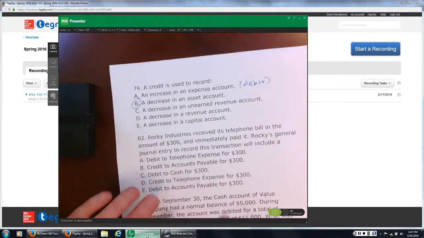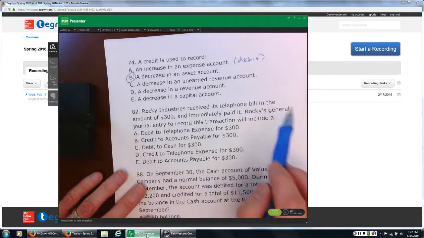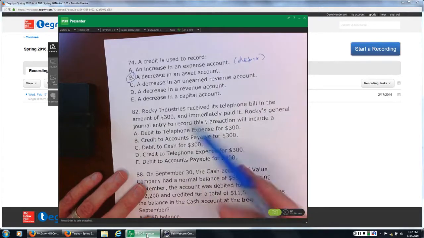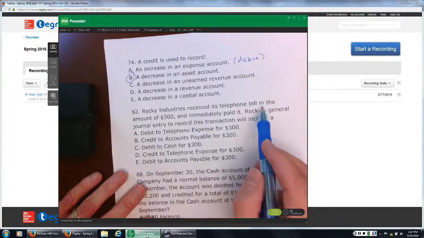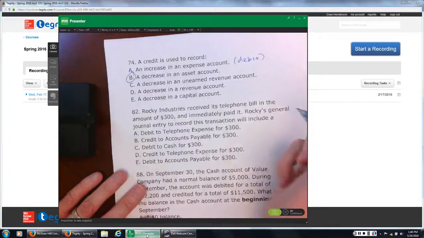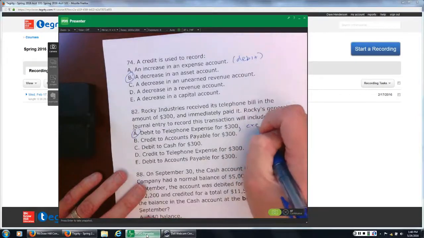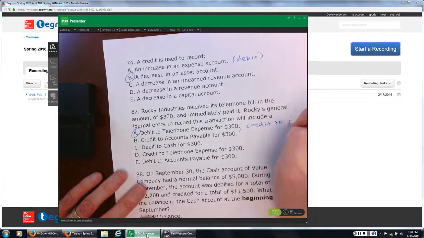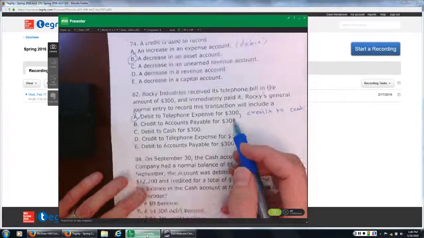Okay? Let's look at number 82 right here. Rocky Industries received its telephone bill in the amount of $300 and then immediately paid it. So what we would have is a debit to telephone bill expense and then a credit to cash. That would be the journal entry. Okay? So the right answer would be A. All right? So let's analyze why some of these other ones are incorrect.